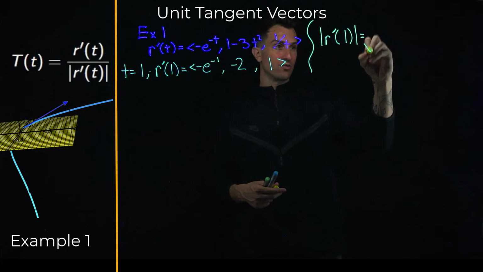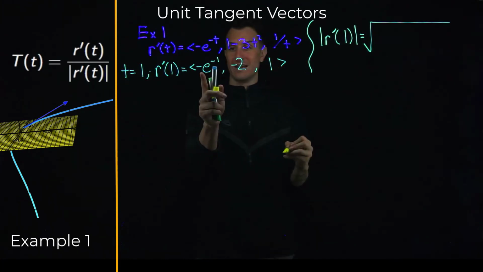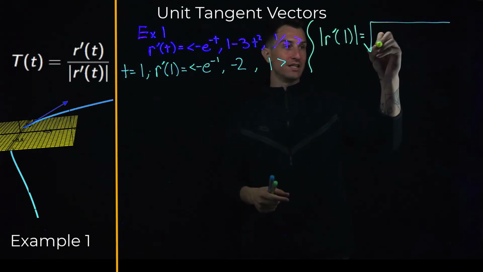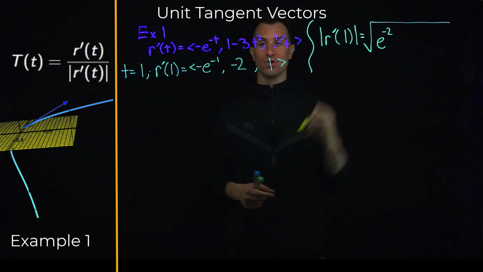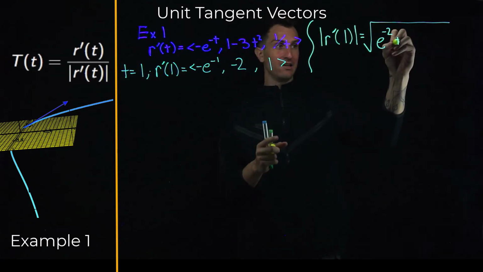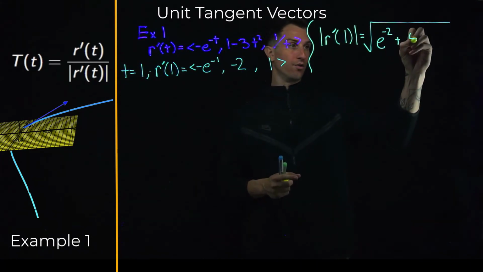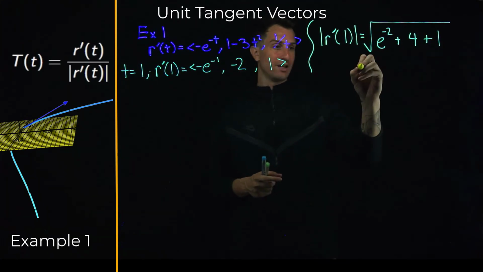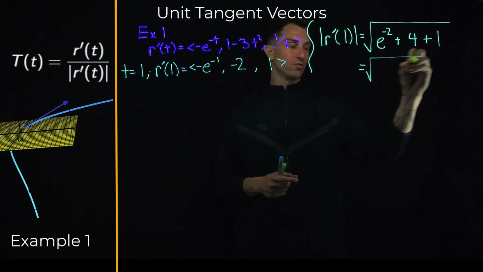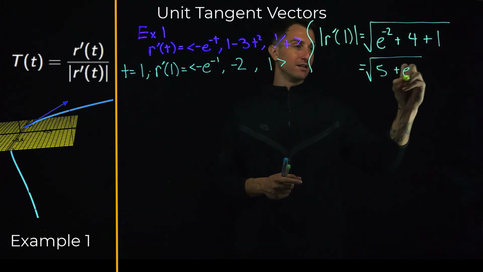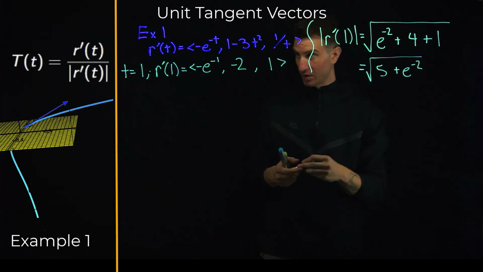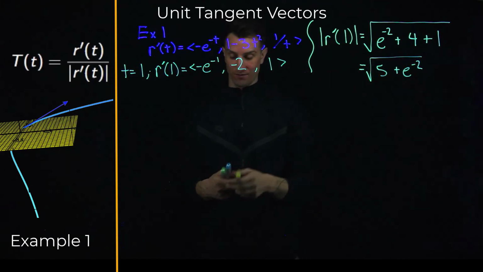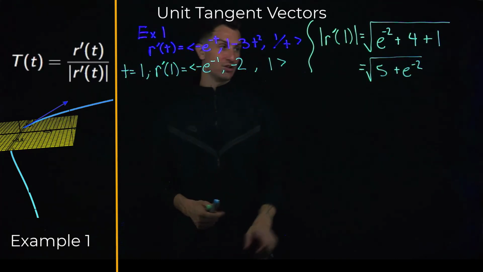This is going to be the square root of, well, negative e to the negative 1. Negative times a negative, we're squaring it. So this becomes e to the negative 2 plus negative 2 squared, 4, plus 1 squared, 1, which means we're left with the nice square root of 5 plus e to the negative 2. Okay, so now we have our tangent vector. We have the length of that tangent vector. All we need to do now is combine the two ideas.